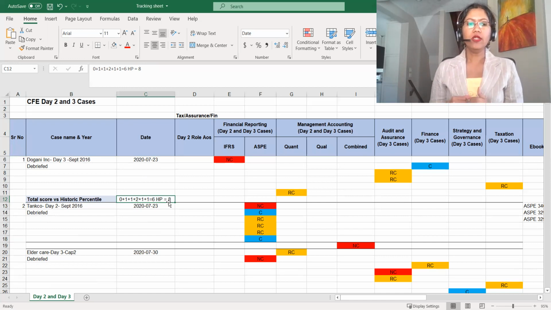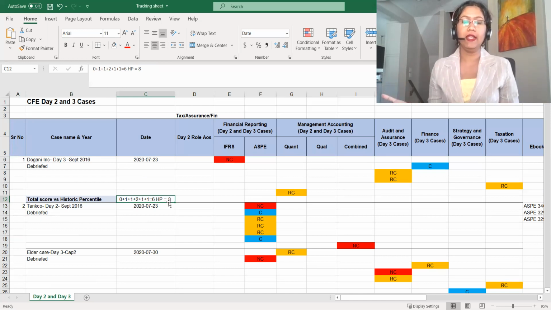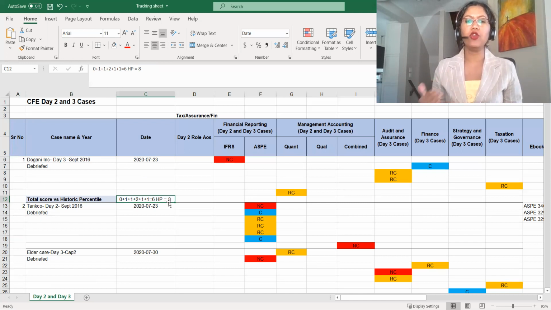Because when you look at the markings of the case, you feel that you haven't performed very well, or this was a very tough case. But this historic percentile gives you an idea. If it's tough for everyone else, then you are safe, because everyone else is going to make some mistakes. But if only you are at, say, 3 or 4 for this case, and everyone else performed at 10, that means something is missing on your part, so you need to work on that.